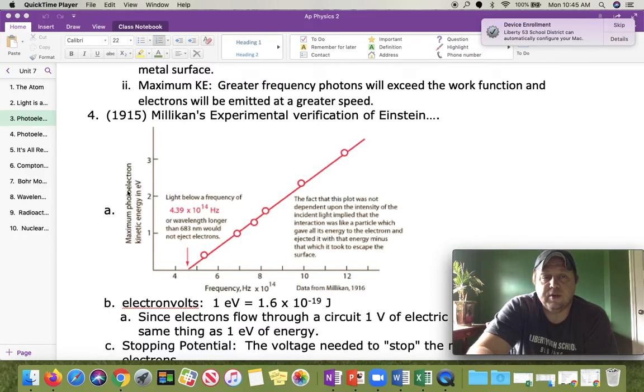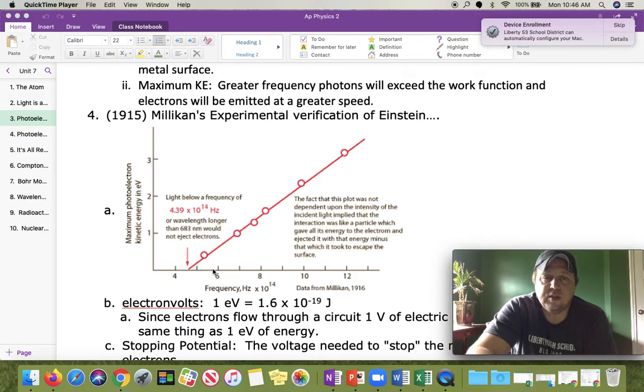Okay, now remember, this graph has kinetic energy on the y-axis. This would also have a negative y-intercept. That negative y-intercept is the work function. So this number times Planck's constant is the negative y-intercept here. And I'll show you when I do a practice problem on this in the next video. I'll show you where all that's coming from.